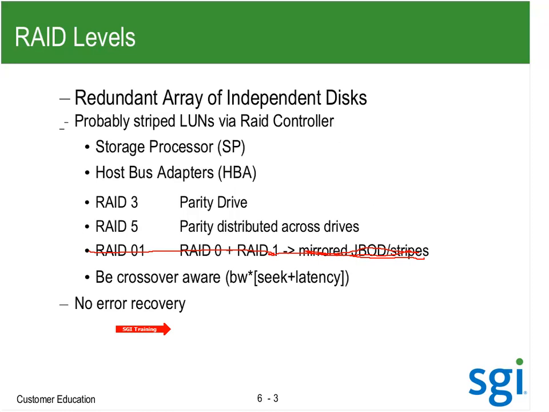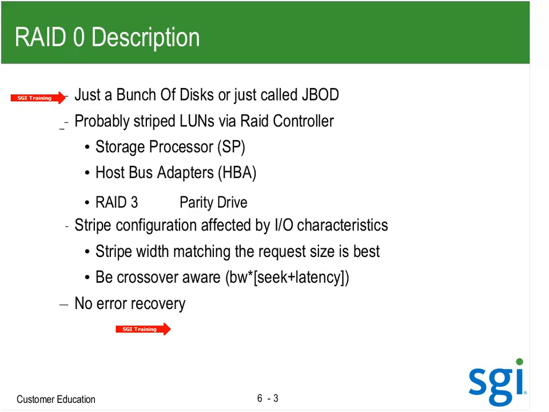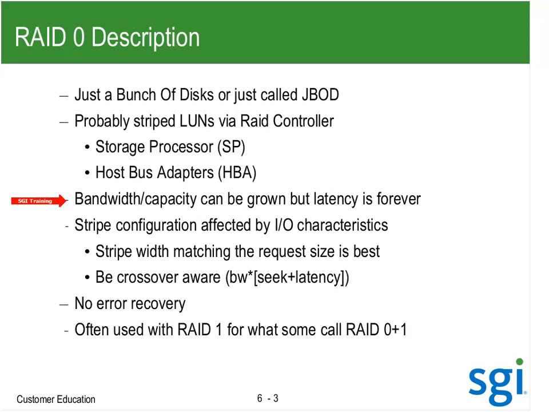So real quickly here, RAID 0, just a bunch of disks. This is a bandwidth capacity. As I'm striping, my bandwidth is going up, but my disk drives are the same and the latency is the same. In fact, you're kind of losing latency because all the drives kind of get locked together and behave as a single drive. And you want the stripe width to match the request size.